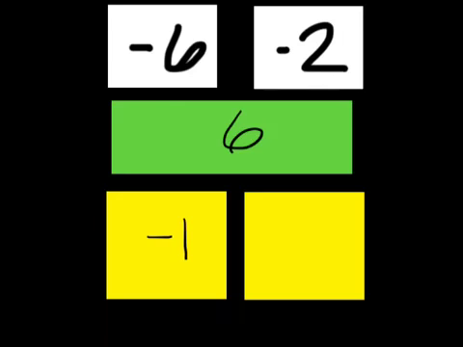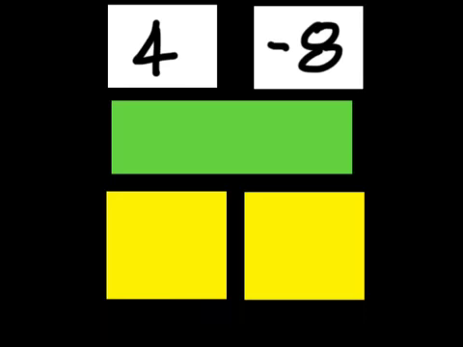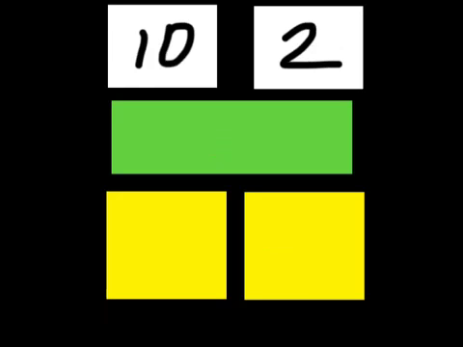-1 and -2? -3. The lowest number 4 and -8 will go into? 8. What do I multiply 4 by? And -8? -1. -8 times -4 would be 32. Lowest number that 10 and 2 will go into? 10. What do I multiply 10 by? You don't multiply 10 by 5. 1. What do I multiply 2 by?